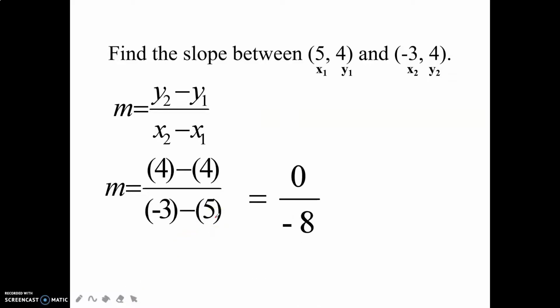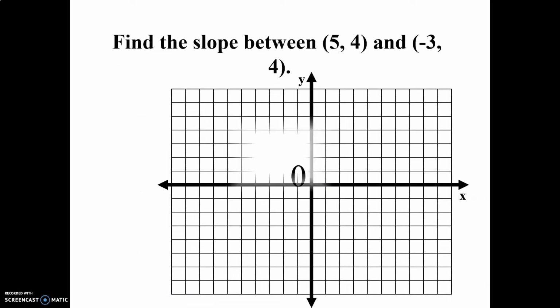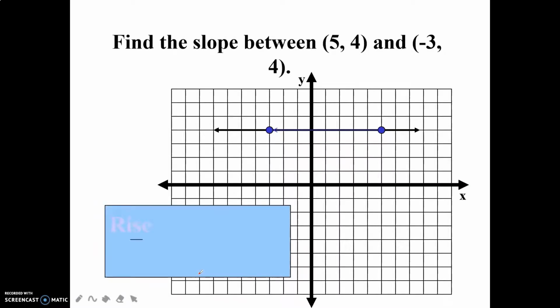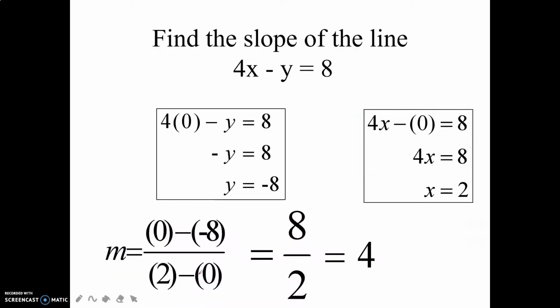Now, simplifying, we obtain 4 minus 4 equals 0, over negative 8, equals 0. So the slope is 0. Now, let's try to graph the points. We have the points (5, 4) and (negative 3, 4). What would the line look like? So, connecting the points, we have this kind of line. And since we have the line, we simply apply the first method, counting rise over run. Rise is 0 and run is negative 8, making the slope 0.